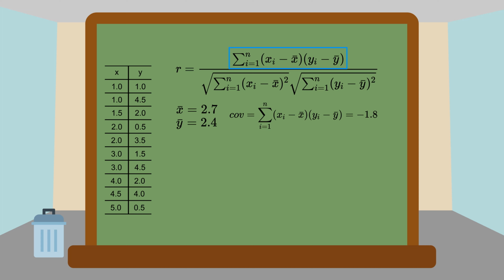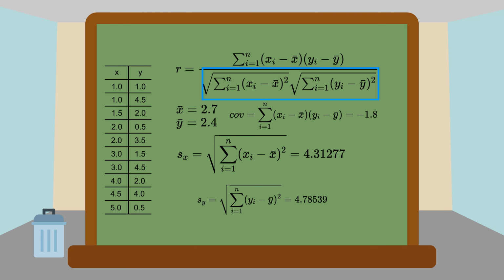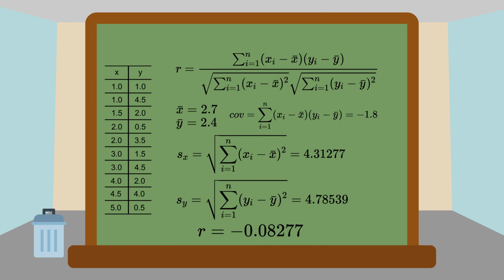Next we calculate the standard deviations for x and y. The standard deviation of x is 4.31277 and the standard deviation of y is 4.78539. Now we combine everything and therefore divide minus 1.8 by the product of 4.31277 and 4.78539, and we get a correlation coefficient of minus 0.08722.